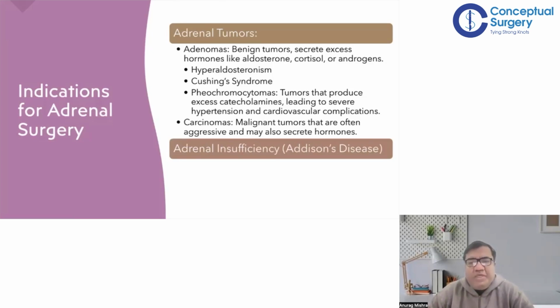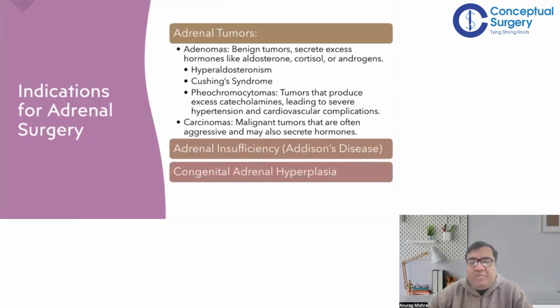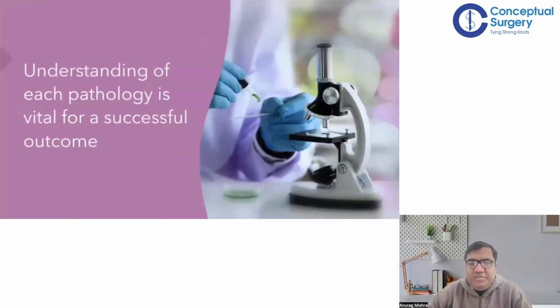Or it can also be in case of adrenal insufficiency, on the other end of the spectrum, where the adrenal is not functioning. Then we can also end up removing because of malignant, tumorous conditions. It can be adrenal insufficiency, which is called Addison's disease. It can be congenital adrenal hyperplasia. Then in children also there can be indications for removal of adrenals.